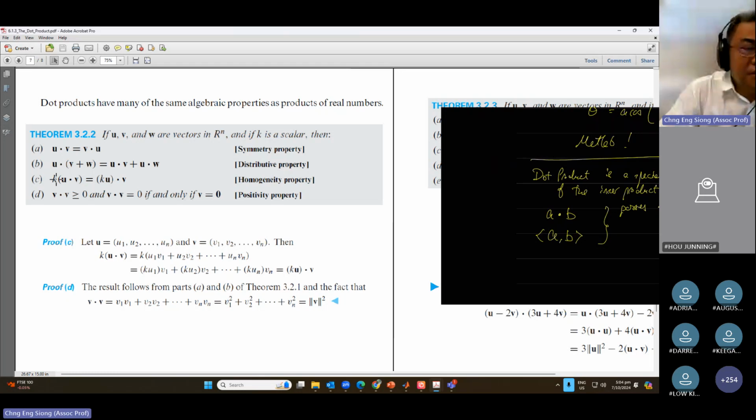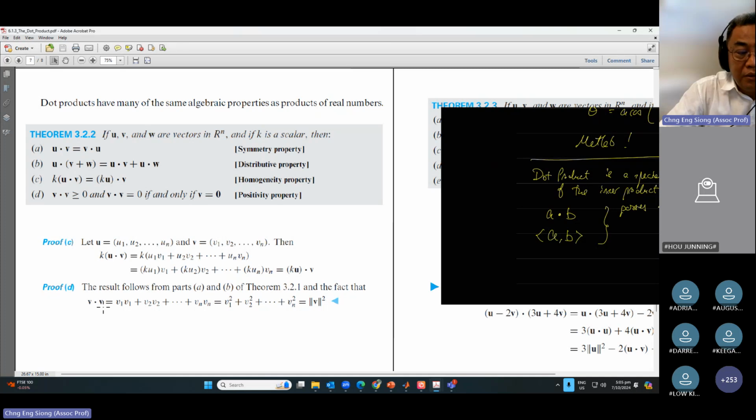K is a constant, so K can be brought inside, homogeneity. So we can dot product first and then multiply by K, or we can multiply K by u and then dot product with v. And the dot product of a vector with itself, this we realize is a norm. V dot v is actually the norm square, the length square, and it can only be zero if we have the zero vector.